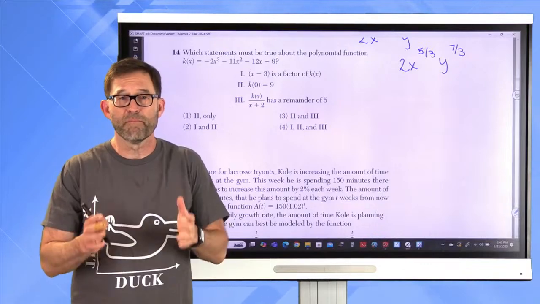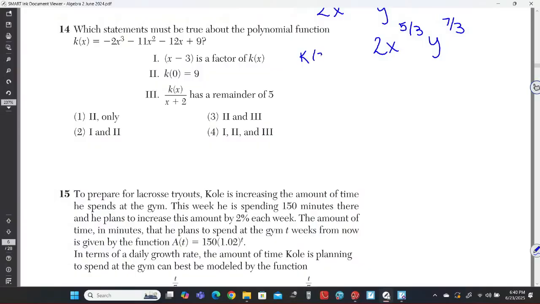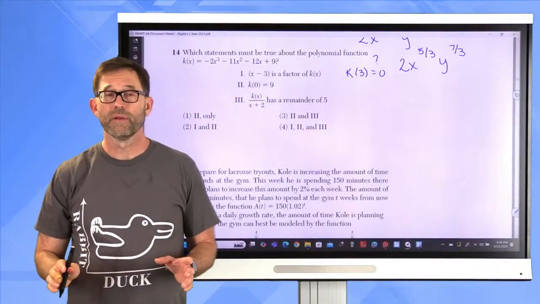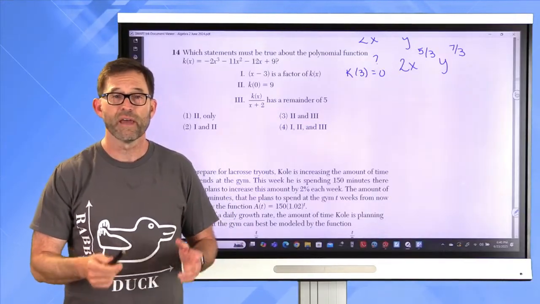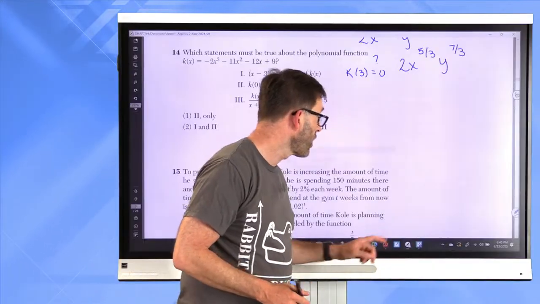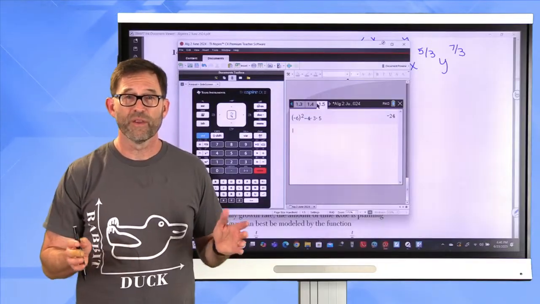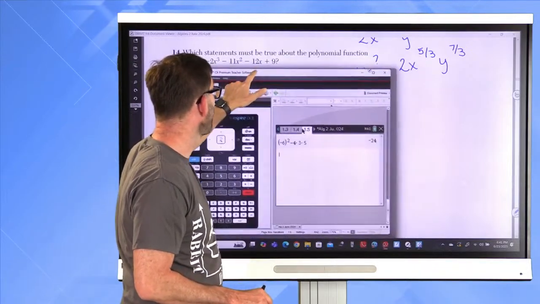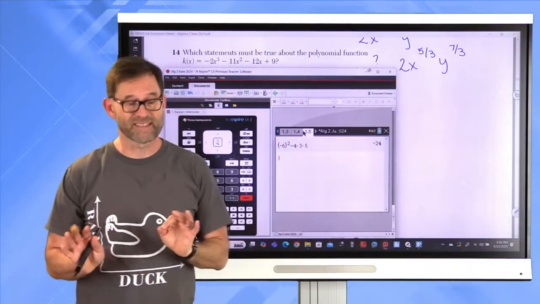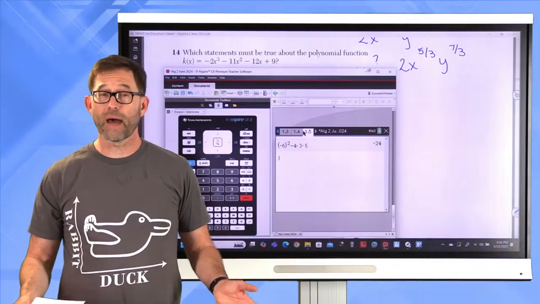Well, one way, the best way to determine that is to see if k of 3 equals 0. If k of 3 equals 0, then what's known as the remainder theorem tells us that x minus 3 is a factor of k of x. And this brings us to the first time where I'd like to use the calculator to evaluate a function. All right? So I want to use the calculator to actually evaluate this rather complicated function, all right, when x is equal to 3. So let me just grab my cheat sheet here. All right? So this is how I like to do this on the calculator.